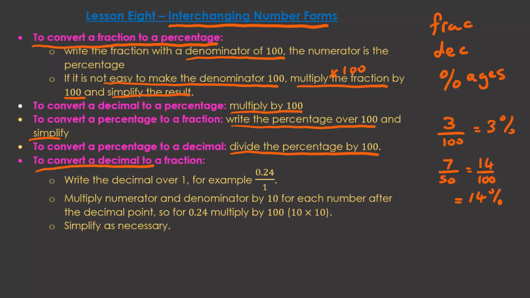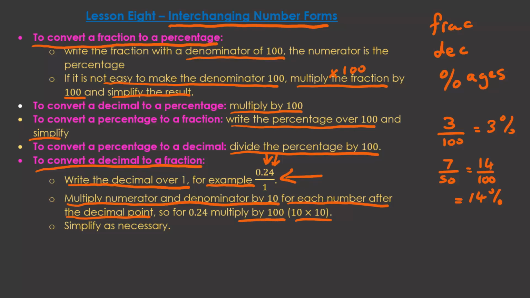To convert a decimal to a fraction, one way you can do it is to write the decimal over 1. For example, if we had 0.24, write it as 0.24 over 1. Multiply both numerator and denominator by 10 for each number after the decimal point. So in this example, 0.24, we've got two numbers after the decimal point, so we could multiply by 100.